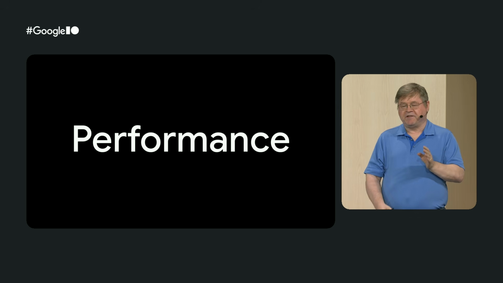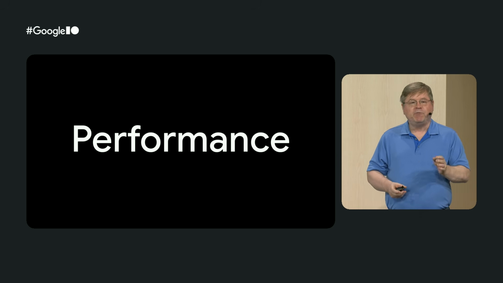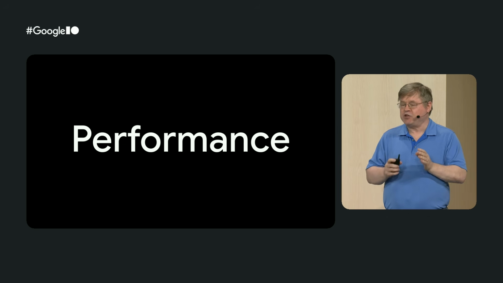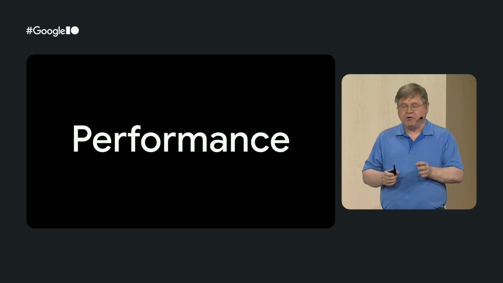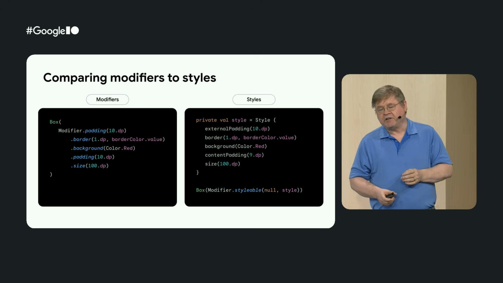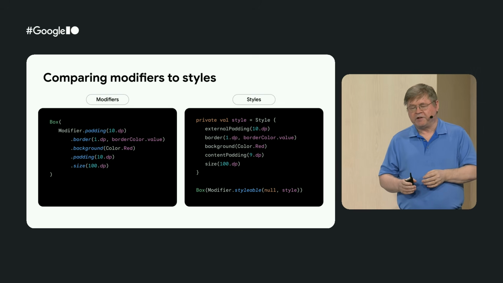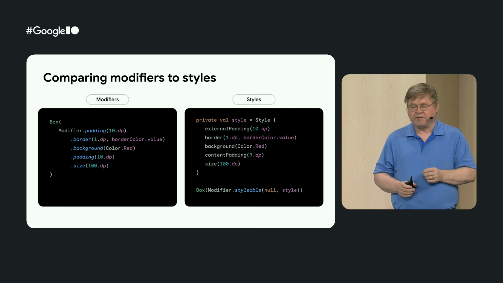Now you may ask, what's the cost of all this power? Well, surprisingly, styles are usually cheaper than using the corresponding modifiers. The main reason for this is styles make it much easier to use Compose performance best practices. Let's take a look at the best case example. This code is changing the border color of a box and setting a couple other properties.